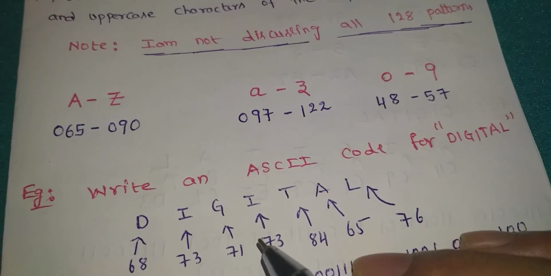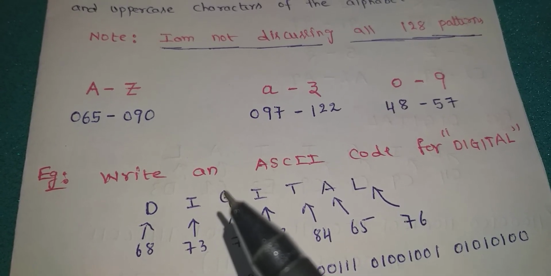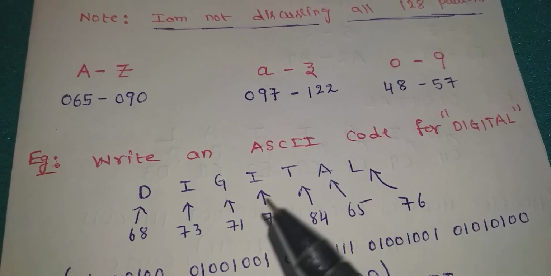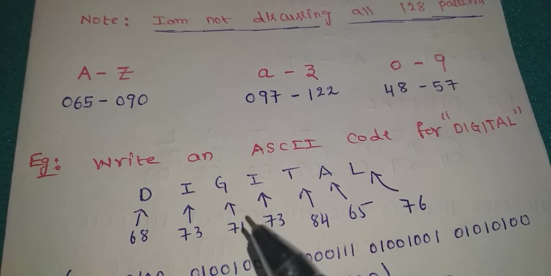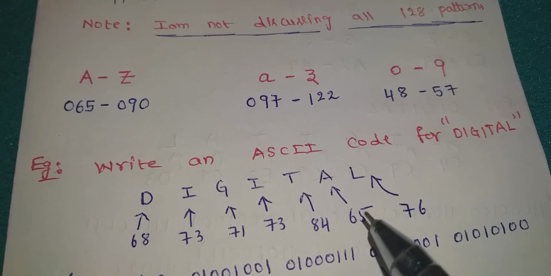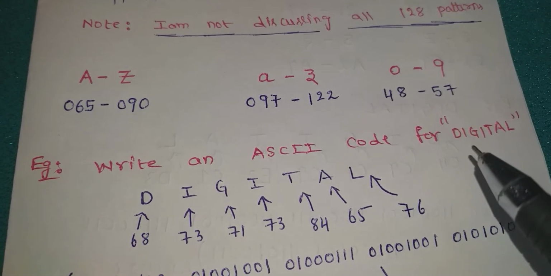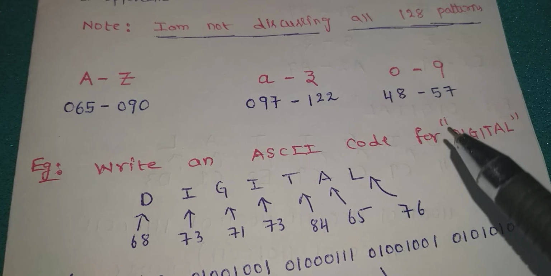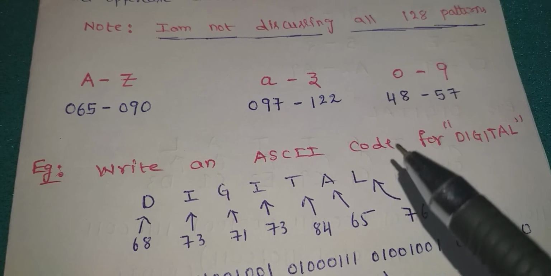Now look at one example which will give a clear idea of how to write an ASCII code. I have taken the example of writing an ASCII code for the word DIGITAL. We know that D's ASCII code is 68, I is 73, G is 71, I is 73, T is 84, A is 65, and L is 76. All the given letters are capital letters, therefore I have taken the ASCII codes from this. It is not mandatory that they give only capital letters, only small letters, or only numbers. They will give a mixed one also.